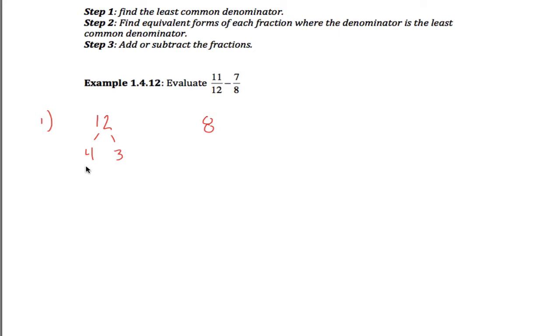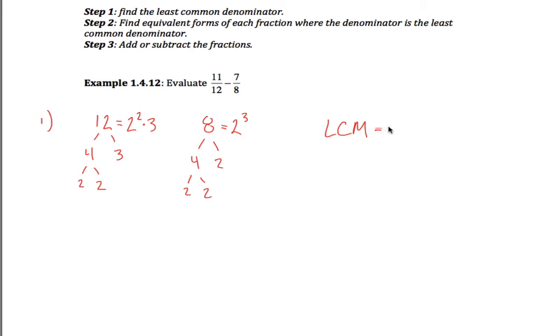12 is 4 times 3, and 4 is 2 times 2. So we get that 12 is 2 squared times 3. And similarly with 8, we get 8 is 4 times 2, and 4 is 2 times 2. So 8 is 2 times 2 times 2, in other words, 2 cubed. And so what we can now do is find the least common multiple between 12 and 8.